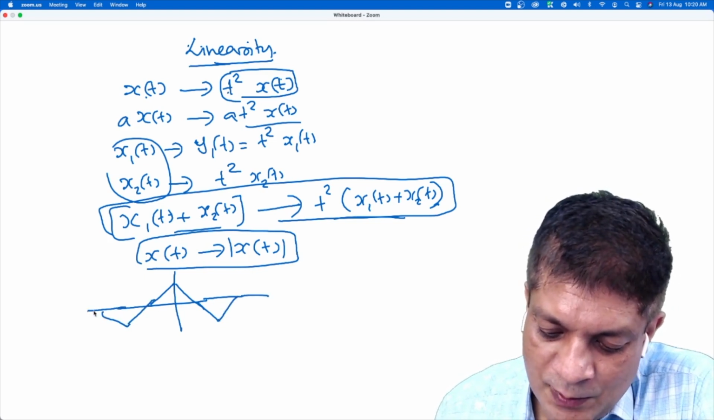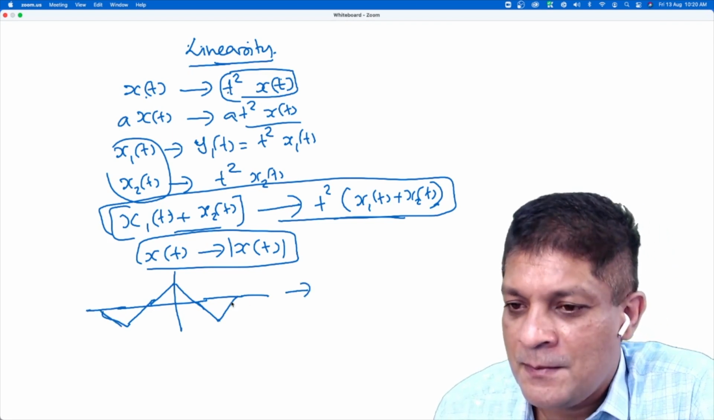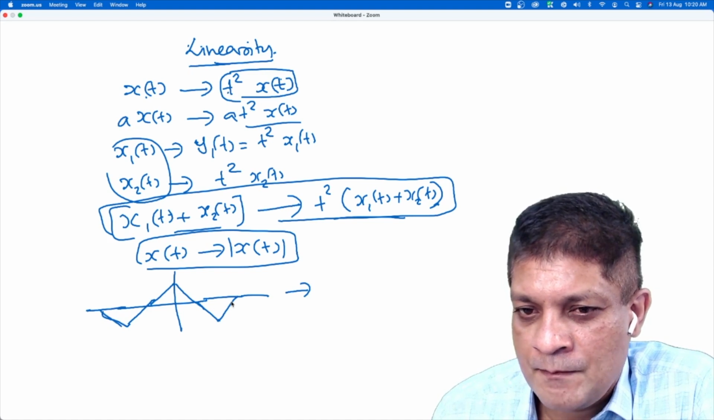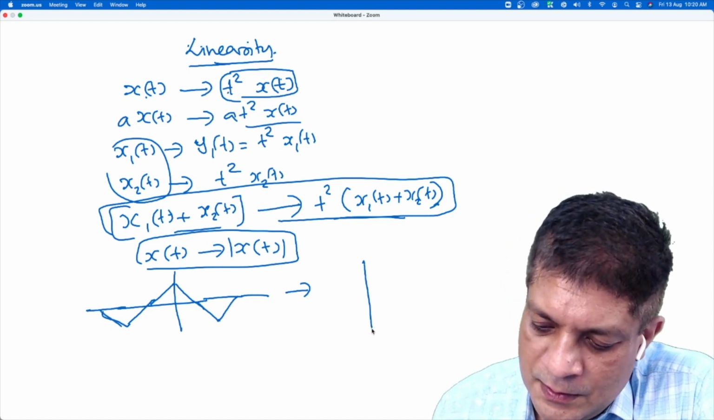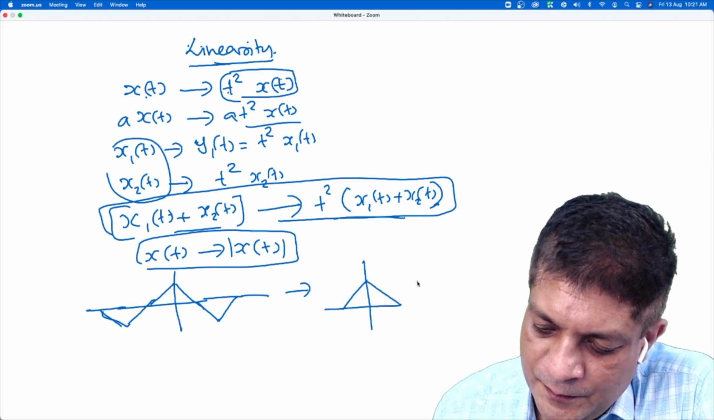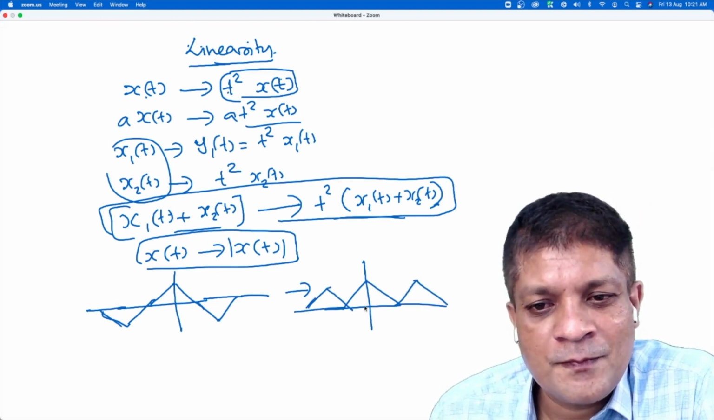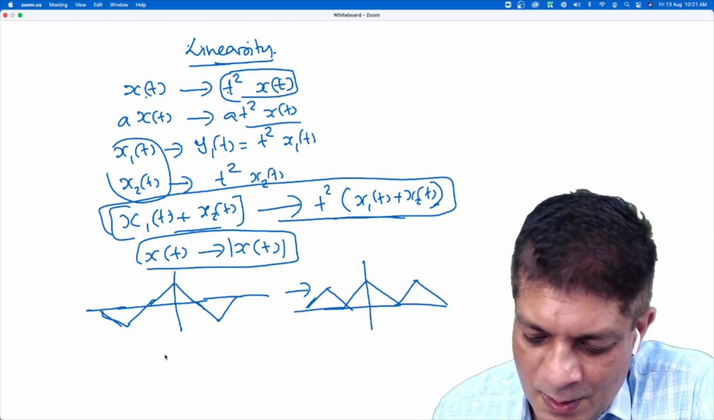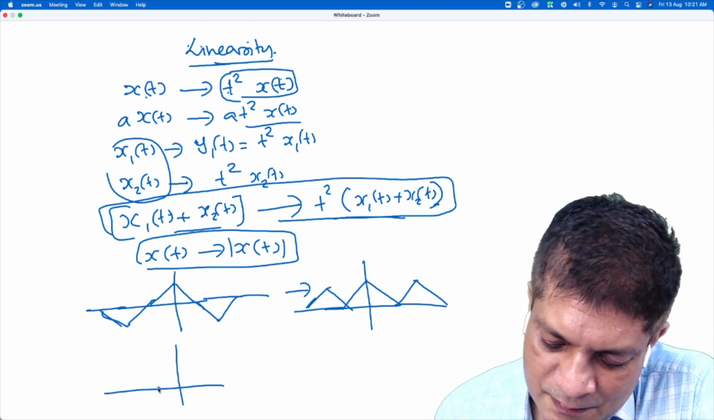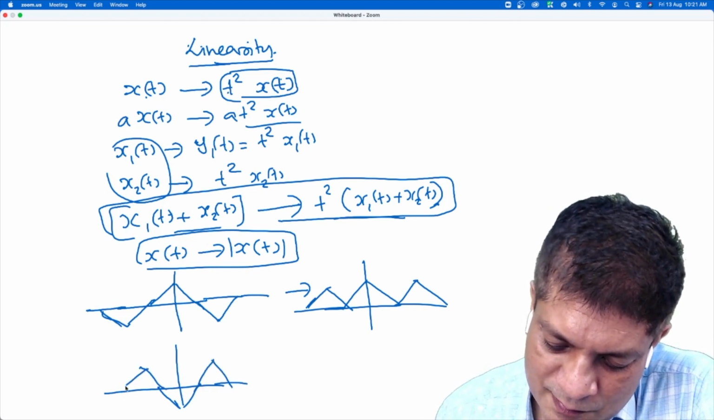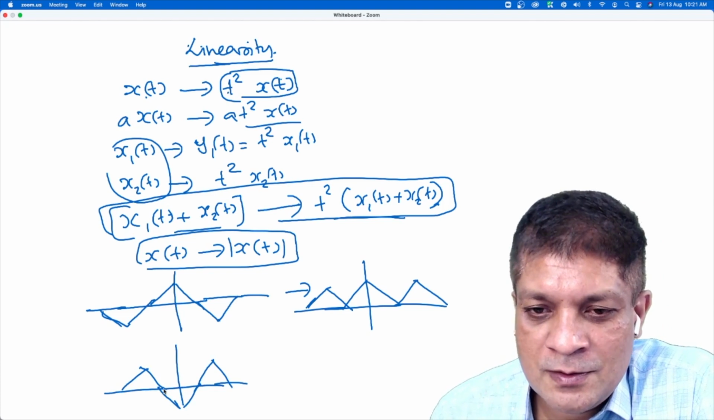Yes, sir. So what is the output corresponding to this signal? The negative parts will be flipped. So is it this? This is this one, right? Now if I am giving this as the input, what will be the output?